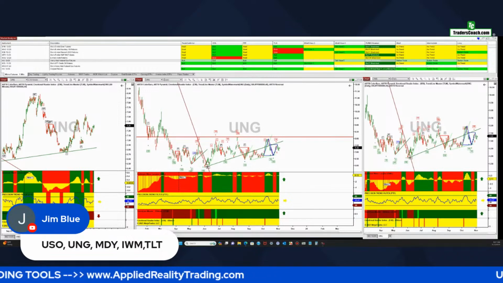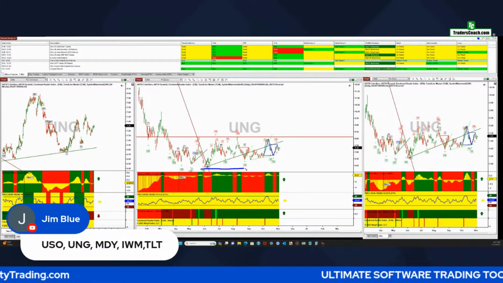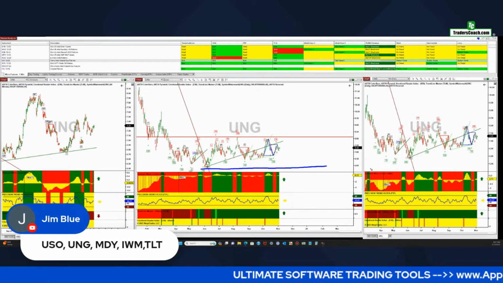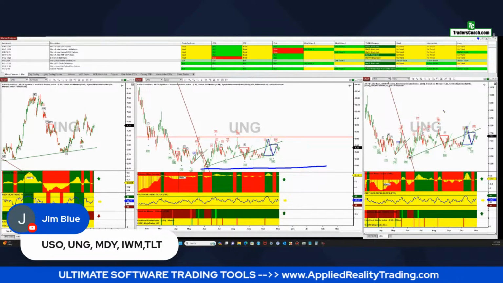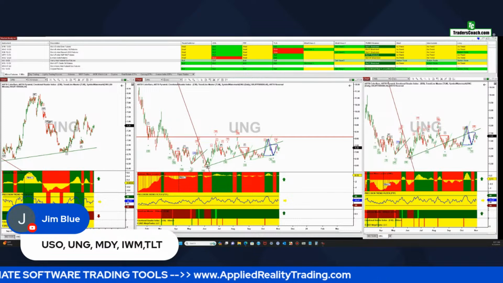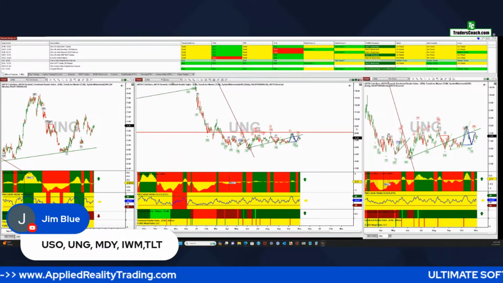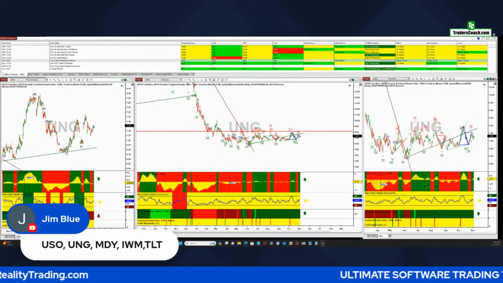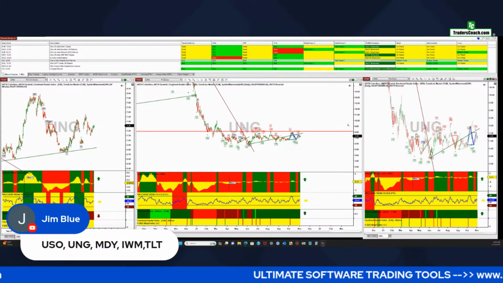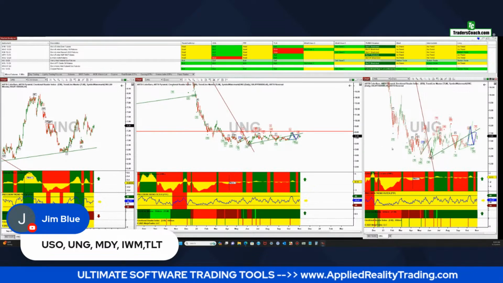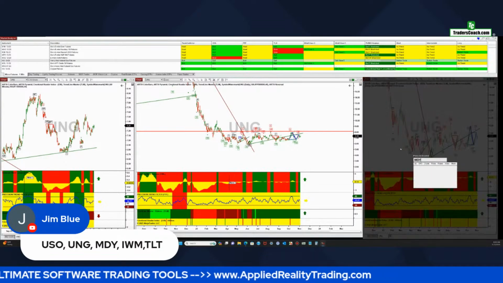Now, if you're in it already and got in early, the luxury you have is you were able to put your stop at the bottom. And so you'd still be in this, but you're stuck in that channel. So either way, you should get paid well for this on the next move up, because I think this is going to soar at some point. Okay, so that's my analysis on UNG. Let's go to MDY.